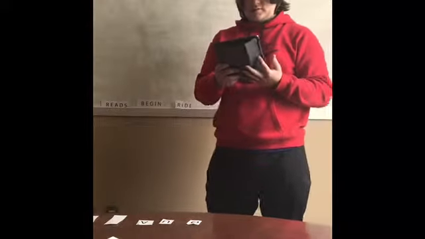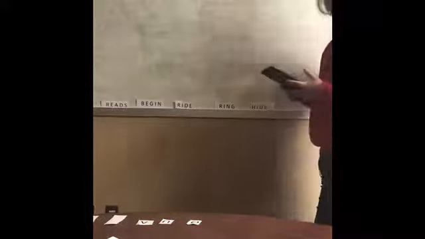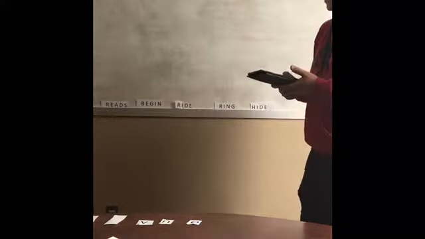So the way that this would work is we're going to have pieces of paper on the board with present tense verbs on them, with letters out on tables for students to come up and change the present tense verbs to the past tense verbs. And Chaden is going to change reads, begin, ride, ring, and hide.